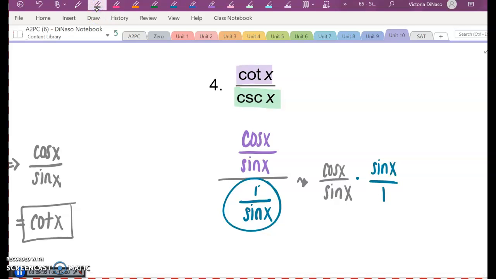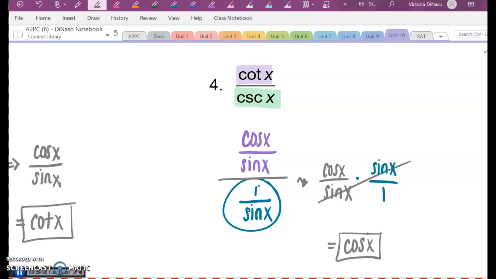Now we're able to cancel. I have something in the numerator and the same thing in the denominator. They cancel out. We're just left with cosine over 1, which is just cosine x. So into the smallest possible thing is what we're changing it into.